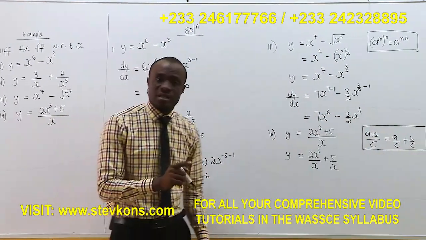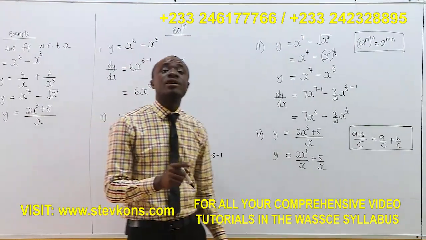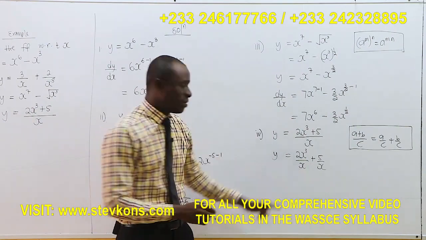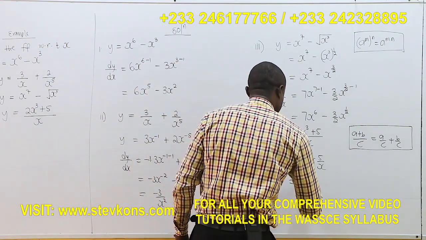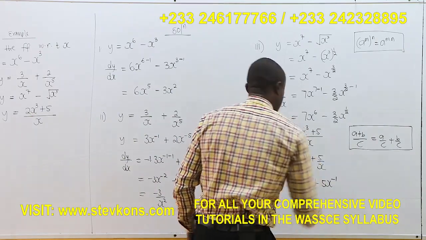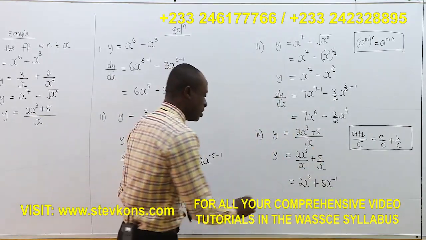Now we know from indices, when the bases are the same and you are dividing, you subtract the exponent. x to the power 3, x to the power 1. So this is the same as 2x squared plus 5x to the power -1. And this is our y.